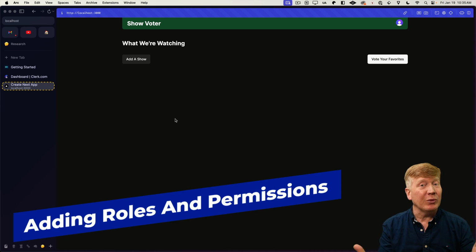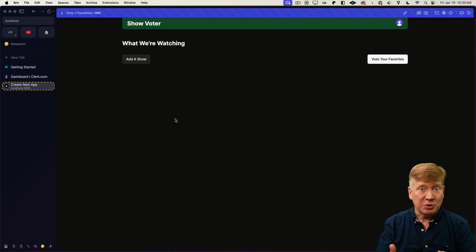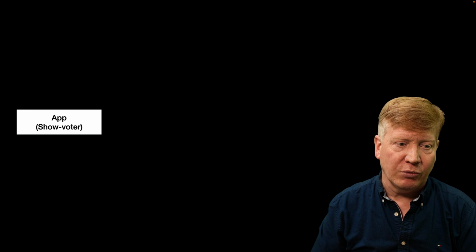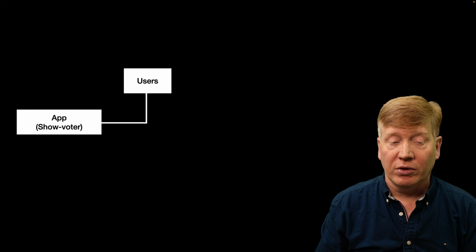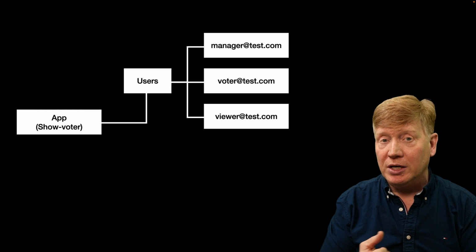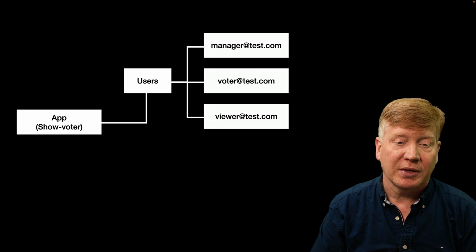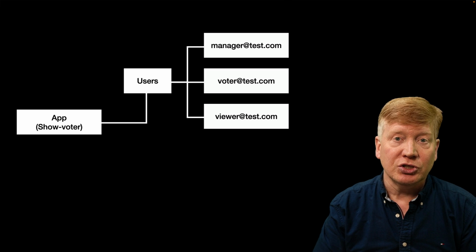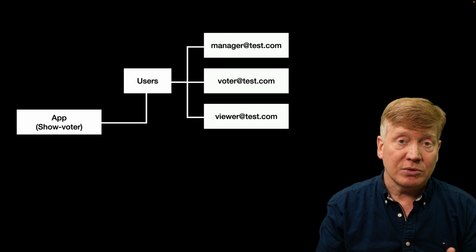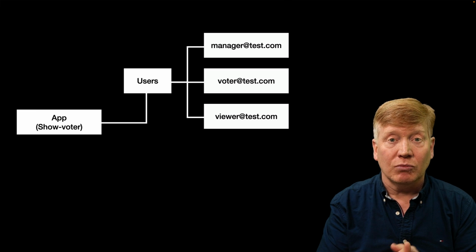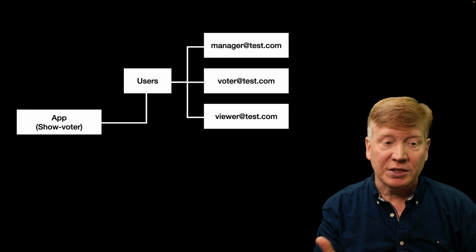So let's talk about why we need an organization in the first place. So we've got our app, right? Show voter. And then within that, we have a list of all the users. And then within users, we have our different users. We got manager, voter, viewer, like we've just done. So how do we know what those folks can do? Other than their names, we need to have them assigned roles. And in order to assign them roles, we have to have some organizations.